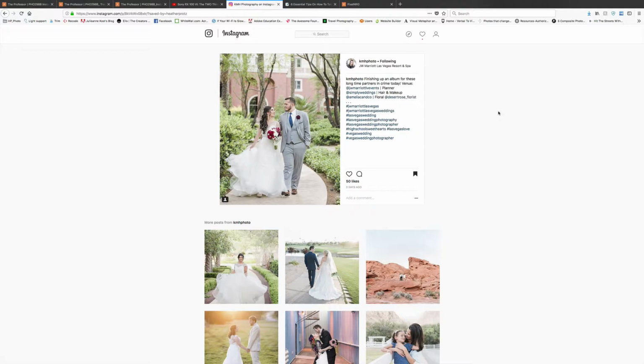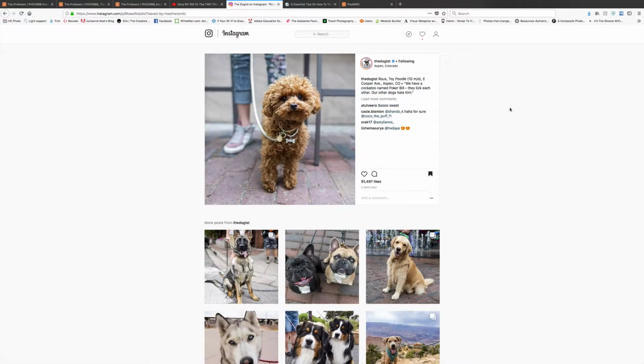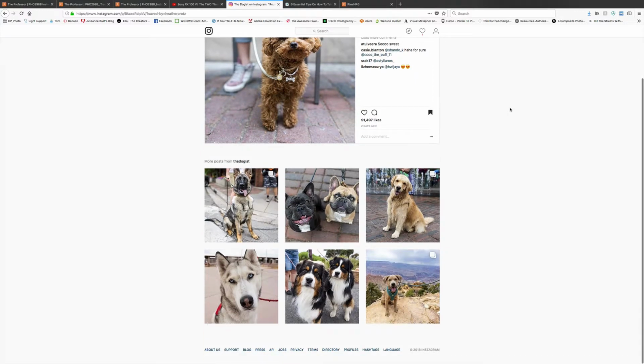Partner up with people. Do you guys follow the Doggist? You should. These are just funny. So this is Rue, toy poodle, 10-month-old, East Cooper Avenue, Aspen, Colorado. "We have a cockatoo named Poker Bill. They lick each other. Our other dogs hate him." Now, I just think that's a hysterical caption, and you can just see that that dog is so darn pampered. Take a look at some of these other images. The Doggist goes all over and just makes these awesome dog portraits, and they're just fun.